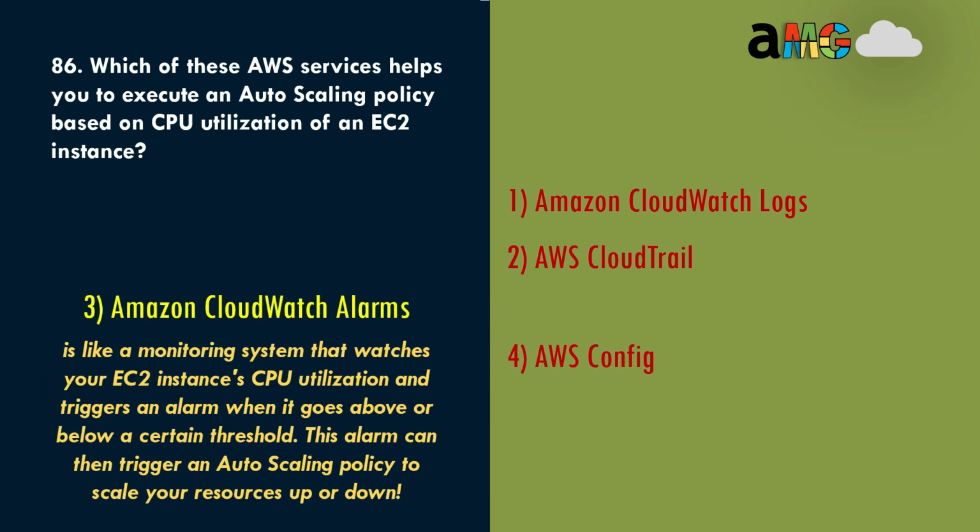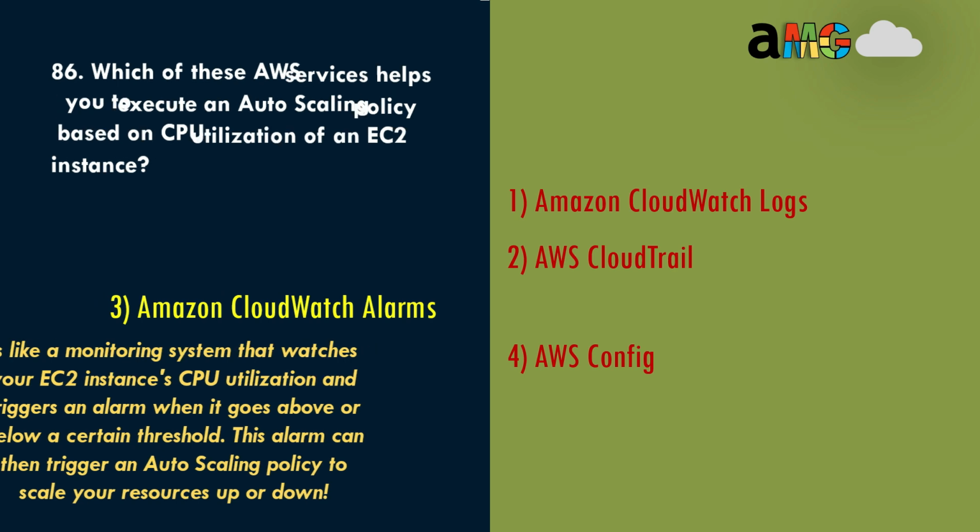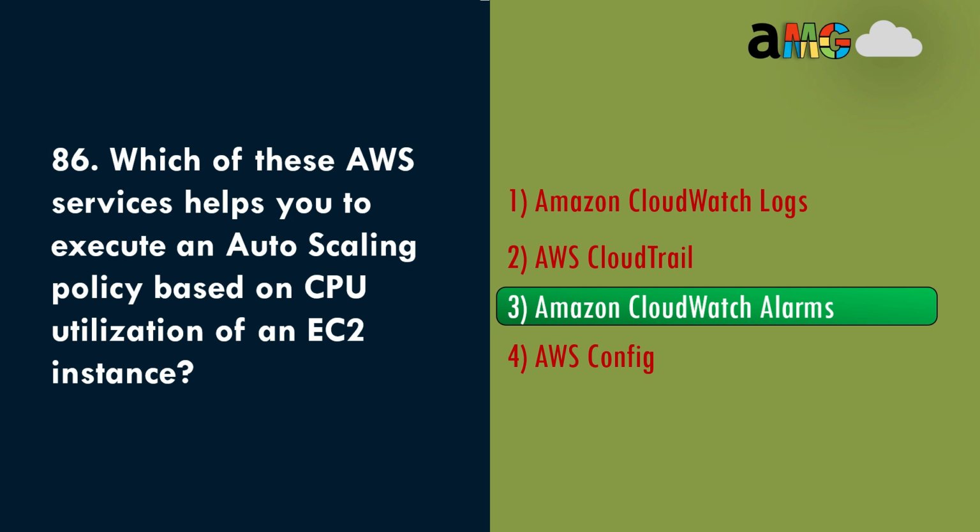Option 3, Amazon CloudWatch Alarms, is like a monitoring system that watches your EC2 instances' CPU utilization and triggers an alarm when it goes above or below a certain threshold. This alarm can then trigger an auto-scaling policy to scale your resources up or down. So this is the right answer. Okay.